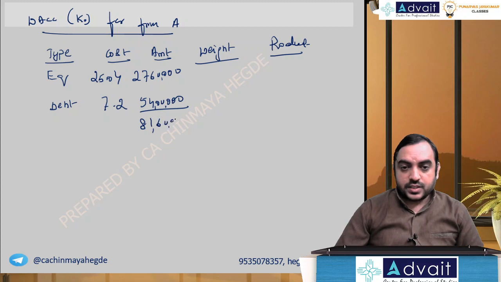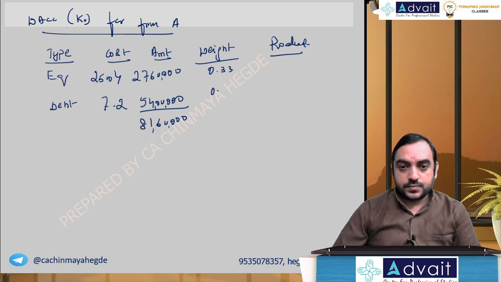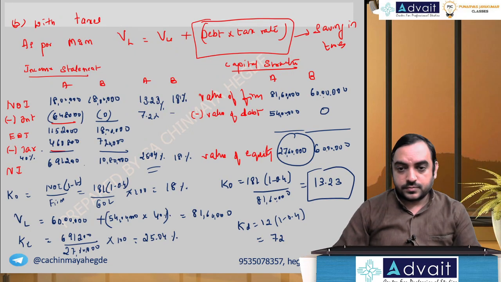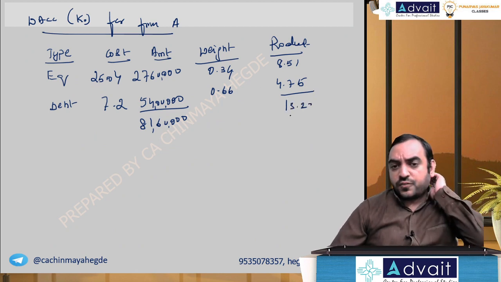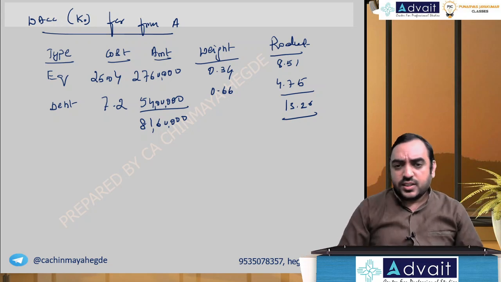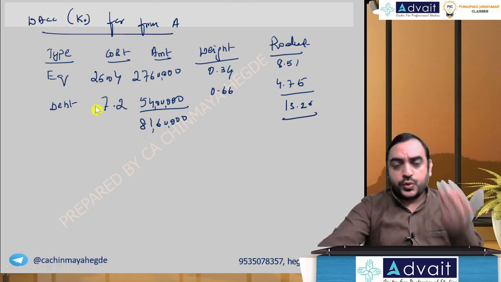Total 81 lakh 60,000. Calculate the weight: 27 lakh 60 by 8160, 0.3382. Let's say 0.33. 54 by 8160, 0.66. Actually, I think we have to round it off. Maybe I'll make it as 0.34. So total is 1. 25.04 into 0.34, 8.51. 7.2 into 0.66, 4.75. So you get 13.26. Yeah, the 13.26, that rounding off is because you have taken less decimals. If you take more decimal, it will be more closer. 13.26, we got 13.23, very close. That's because of round up reasons. So institute sometimes gives this as a solution. You can also present this one.